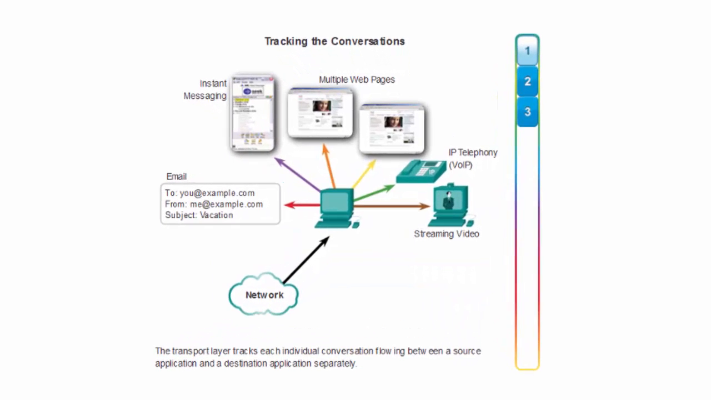So tracking the individual conversation, as we can see in figure 1 here, one host may be running multiple applications. Some applications are used for email, some for instant messaging, for web pages, for IP telephony, for streaming video, and so on. Each of these applications needs to be tracked, and all the communication that is coming from these individual applications needs to be tracked. So that's the first responsibility of the transport layer protocol.